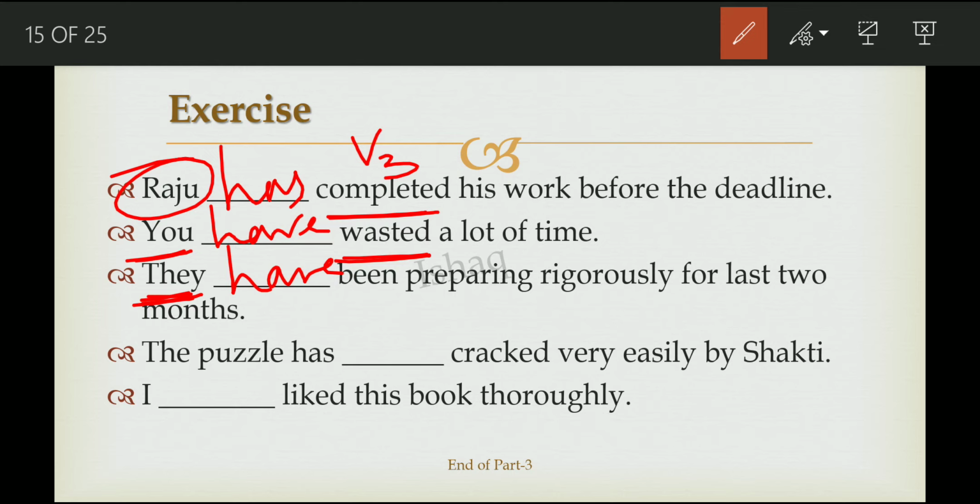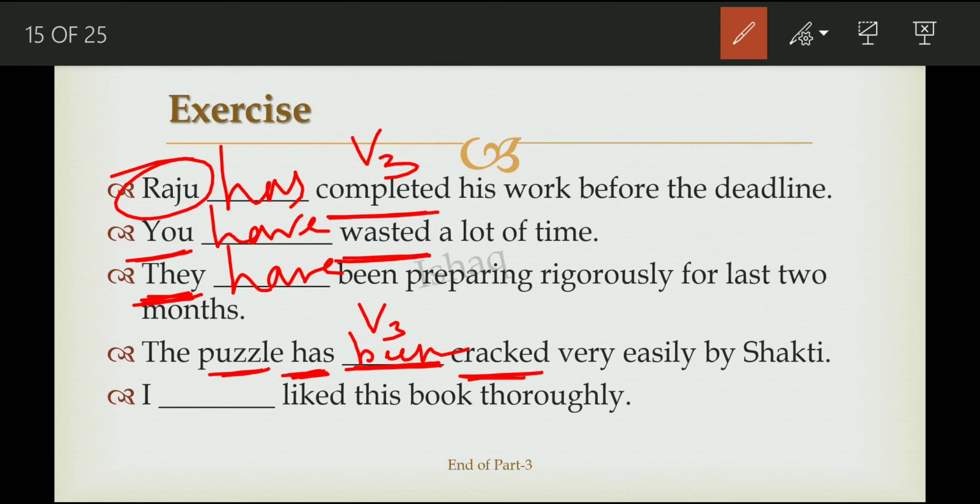And then the next thing, the puzzle has. This is a variety kind of question. I told you what kind of have form should come here, because it's a different question. Has, because puzzle is singular. After has, we know there should be a V3 form, the past participle form of the verb, and here the main verb is cracked. So very easily, the puzzle has been cracked. This is a passive voice structure.